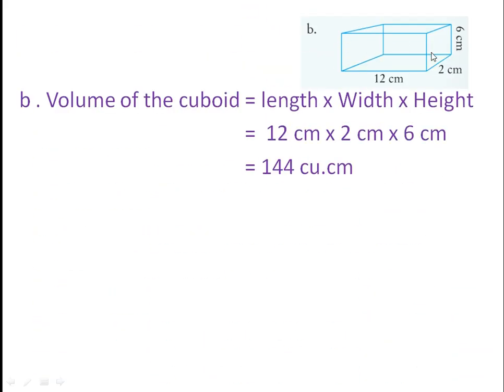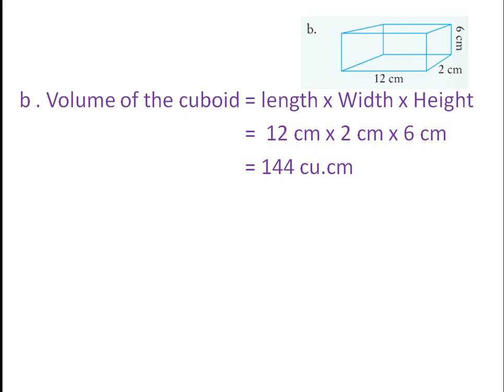Here also a picture is there, and first see the values. Here length is 12 centimeters, width is 2 centimeters and height is 6 centimeters. These three are different values, which means this is the cuboid. And find out the volume of the cuboid.